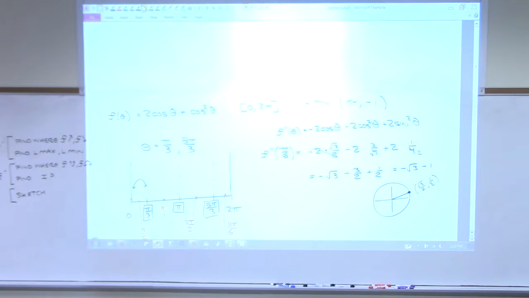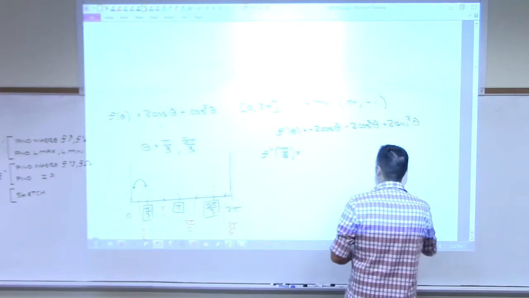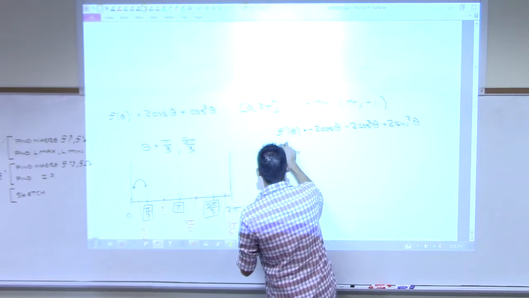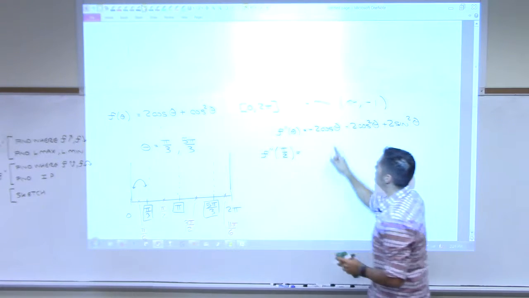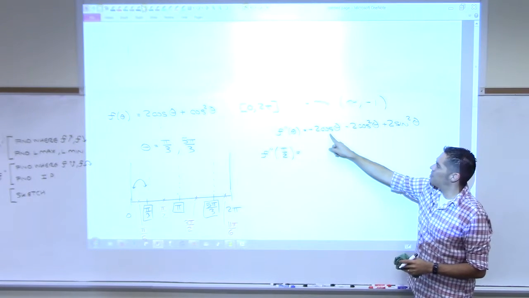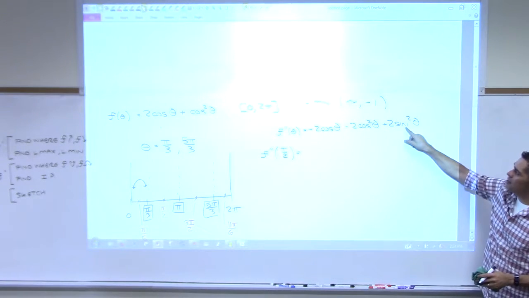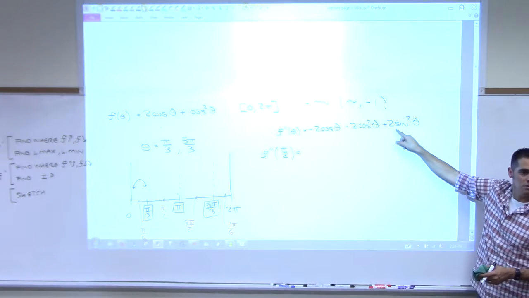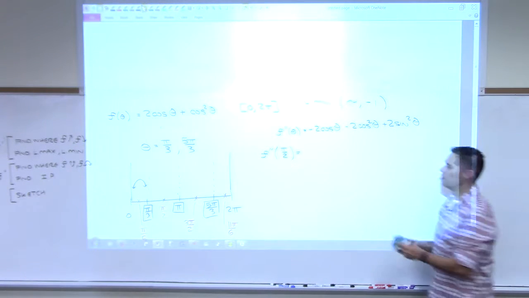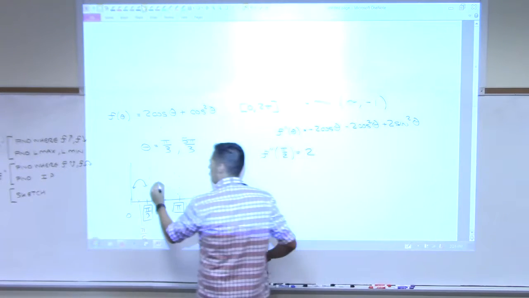I've got to do this 3 more times. So pi over 2 now. The good news is that at pi over 2 things are nicer, aren't they? At pi over 2, these are easy to work with. Cosine of pi over 2, 0. These are gone. And then what's sine of pi over 2? 1 squared, 1 times 2, 2. It's positive, which means my original function is going up.